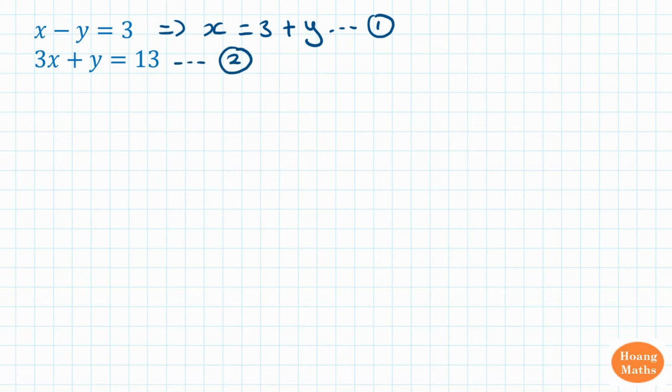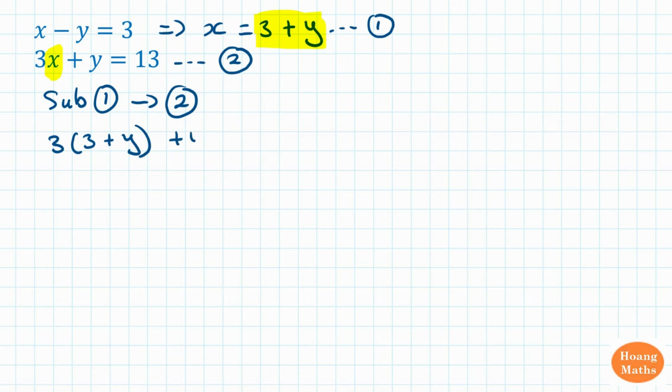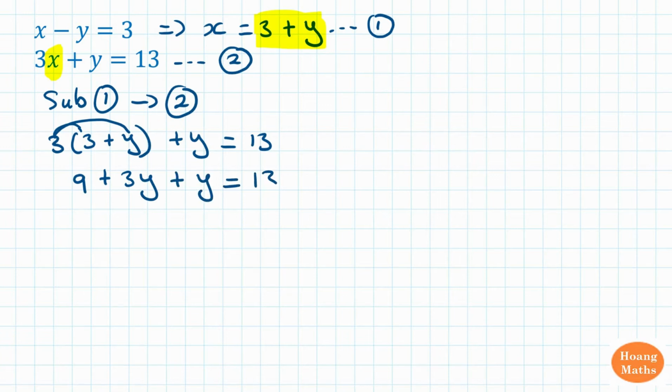So now, 3x plus y equals 13. This x here now becomes 3 plus y. I just write: substitute equation number 1 into equation number 2. So that is 3x plus y equals 13. So 3x, now x is 3 plus y, and then we add y is equal to 13. Now I'll just expand the bracket first. So 3 times 3 is 9, and then 3 times y is 3y, and then we add this y down, which equals 13.